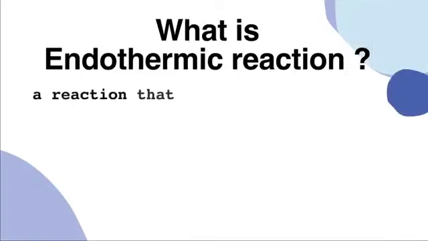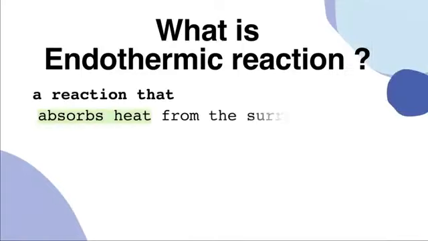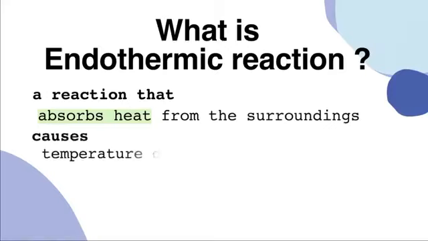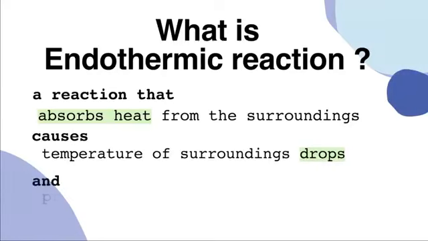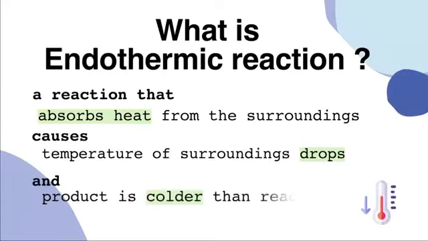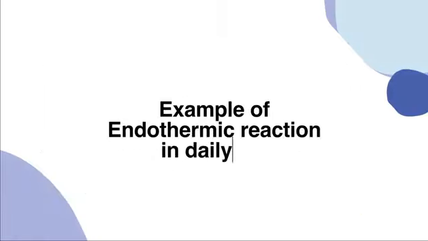Endothermic reaction is a reaction that absorbs heat from our surroundings. This is because the temperature of our surroundings drops or decreases. And the product of endothermic reaction is colder than the reactants. These are some examples of endothermic reaction in our daily life.